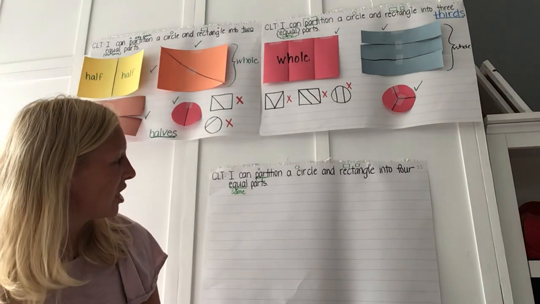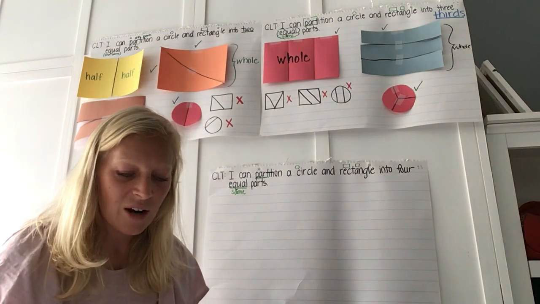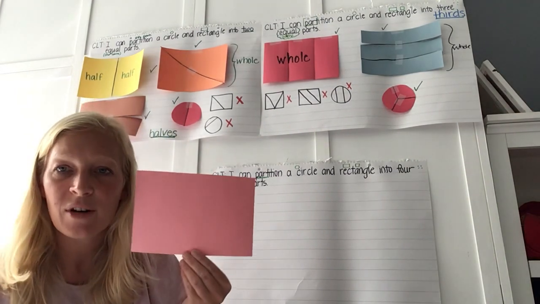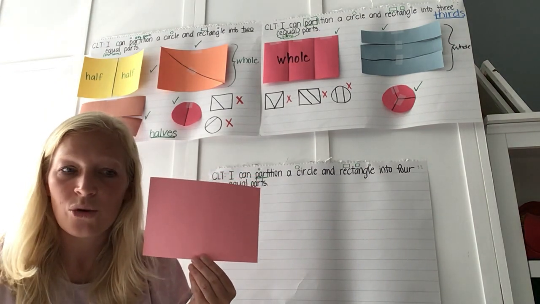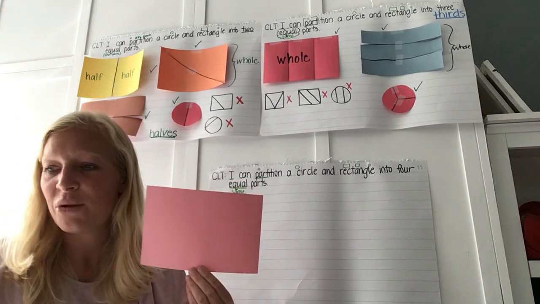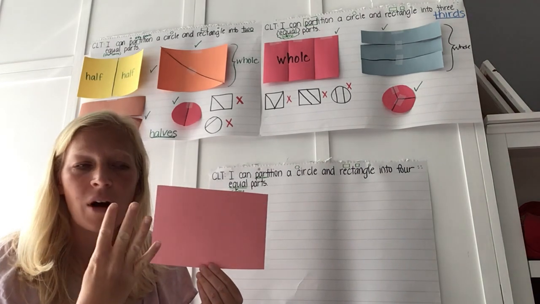Today we're partitioning a circle and rectangle into those 4 equal parts. And we're going to start with this beautiful pink whole. Everybody say whole with me one more time. Whole. Now, I want you to think about, we've already been dividing some of these. How might you divide this into 4 equal parts?